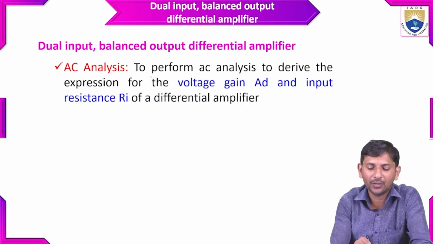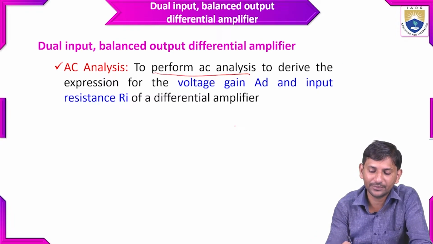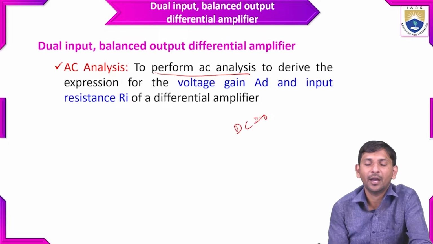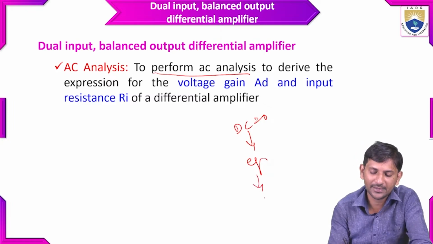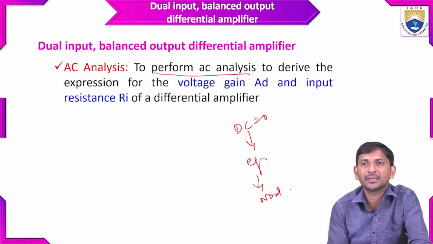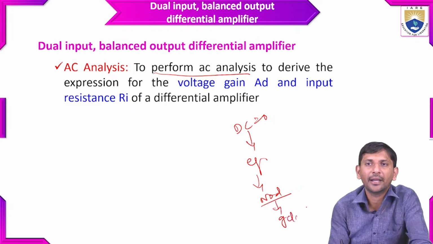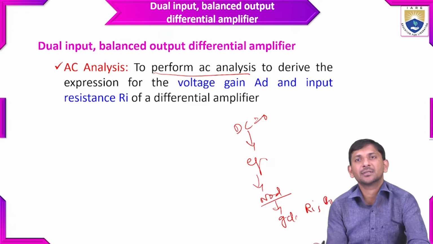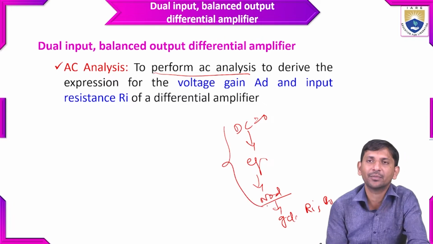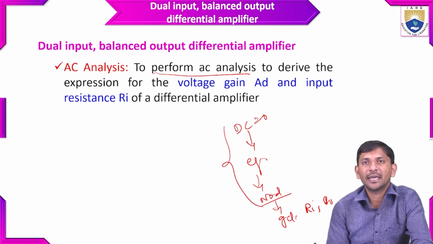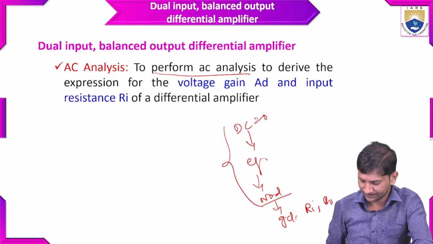In AC analysis, we take the circuit while making the DC supply 0, and draw the equivalent circuit, then apply nodal analysis or KVL and KCL. Then we calculate our gain, input resistance and output resistance by doing this AC analysis. So these are the steps we have to follow to derive expressions for the gain and input resistance of a differential amplifier.